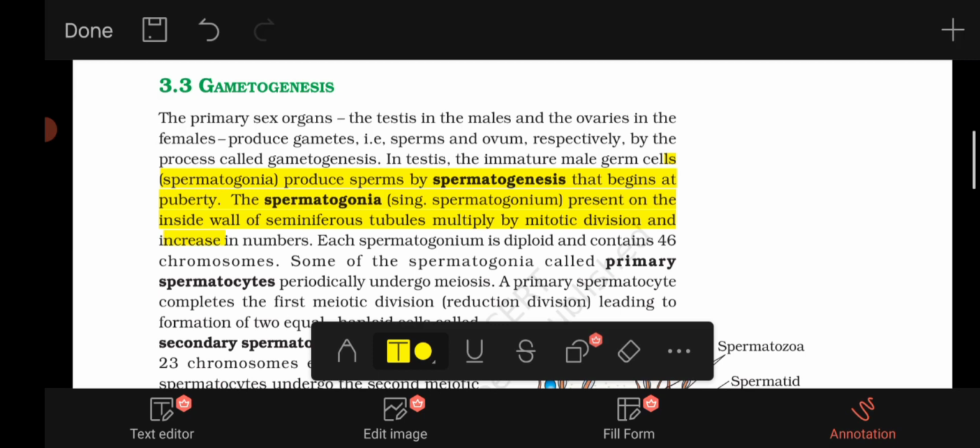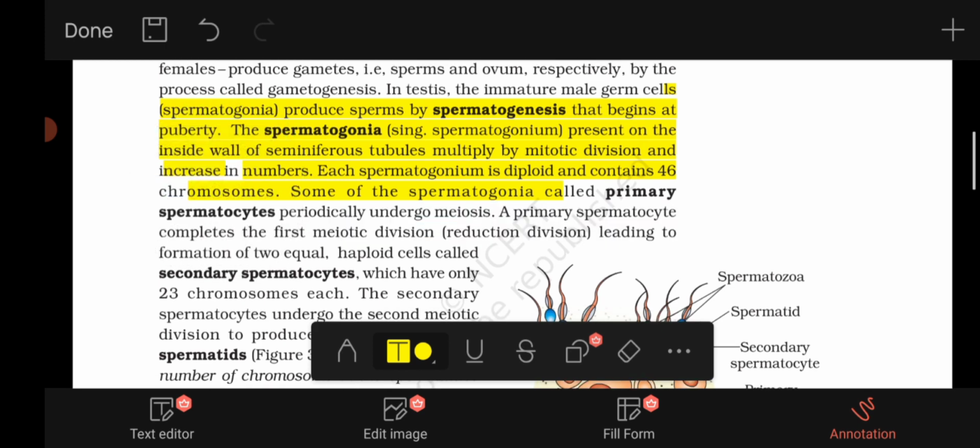and they are called primary spermatocytes. Okay, primary spermatocytes, and these primary spermatocytes undergo meiosis. So spermatogonia directly don't undergo meiosis. They first multiply by mitosis, increase their number, and those which are better become specialized in size and all, and they are called primary spermatocytes, and these primary spermatocytes undergo meiosis.